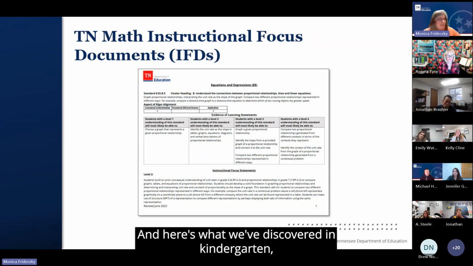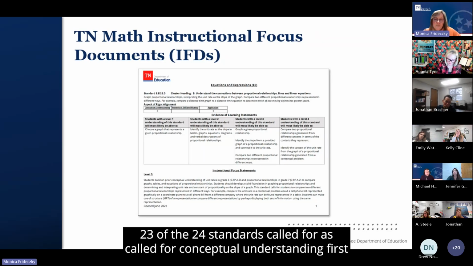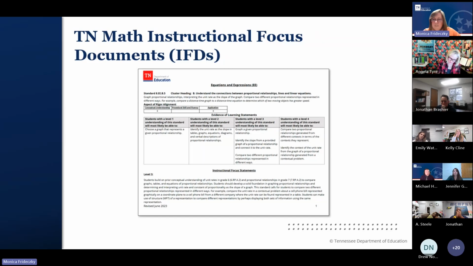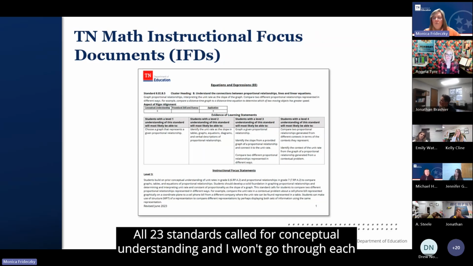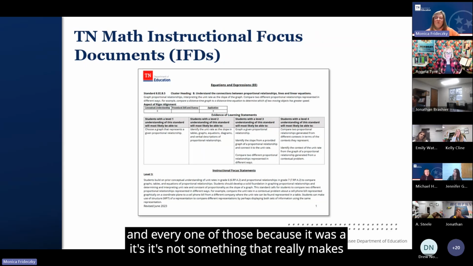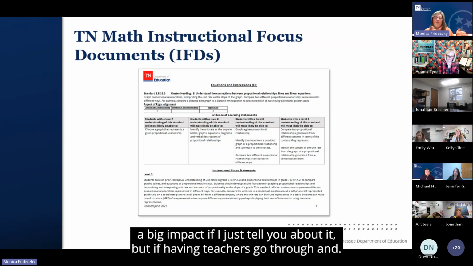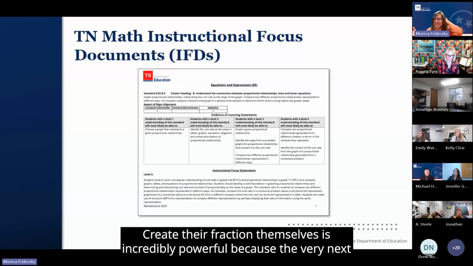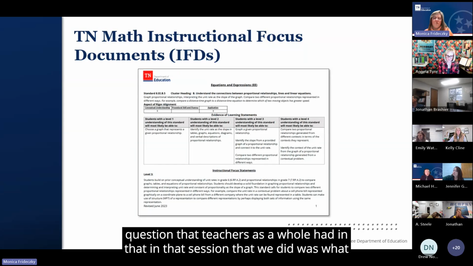In kindergarten, 23 of the 24 standards called for conceptual understanding. First grade, all 23 standards called for conceptual understanding. I won't go through each and every one of those because it's not something that makes a big impact if I just tell you about it. But having teachers go through and create their fraction themselves is incredibly powerful, because the very next question teachers as a whole had in that session was, what does that mean for me?